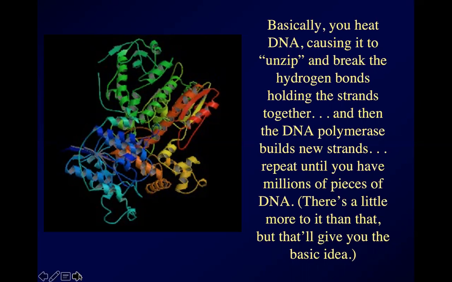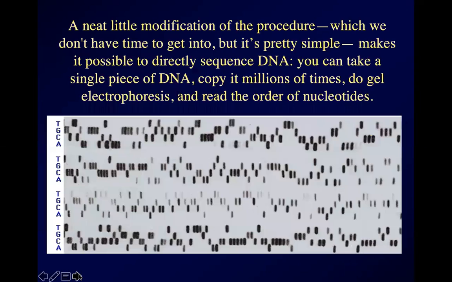There's a little more to it than that. That gives you the basic idea. And you can modify the procedure a little bit. We don't have time to get into exactly how this works, but that's what Wikipedia is for. It means that you can modify PCR and make it possible to sequence DNA directly. You can take one little piece of DNA, copy it millions of times over, separate the fragments out using a process called gel electrophoresis, which you're going to see in the last lab that we do, and read the order of nucleotides.